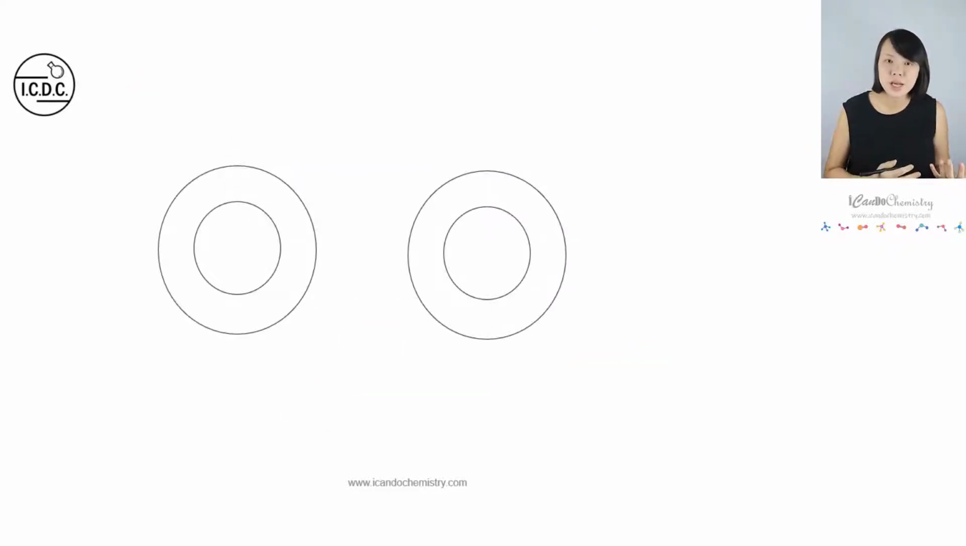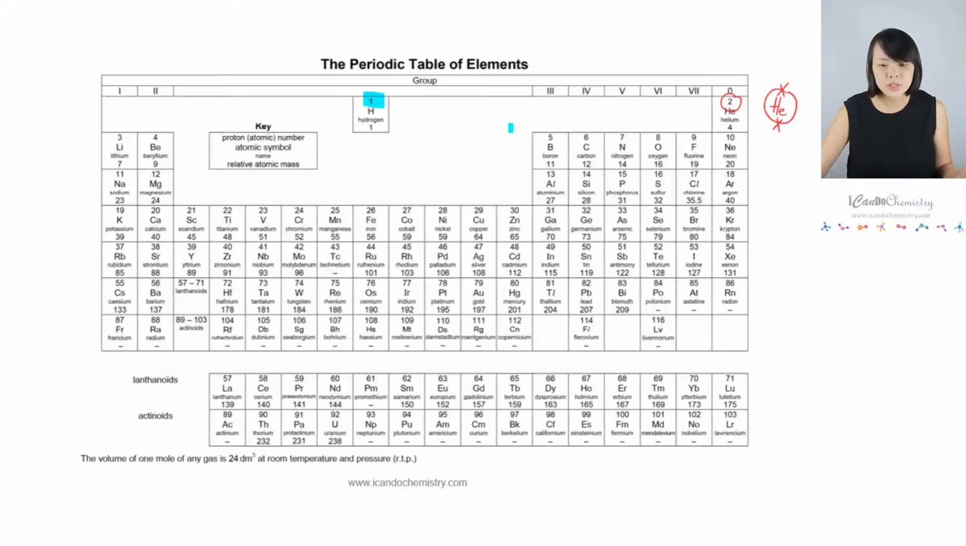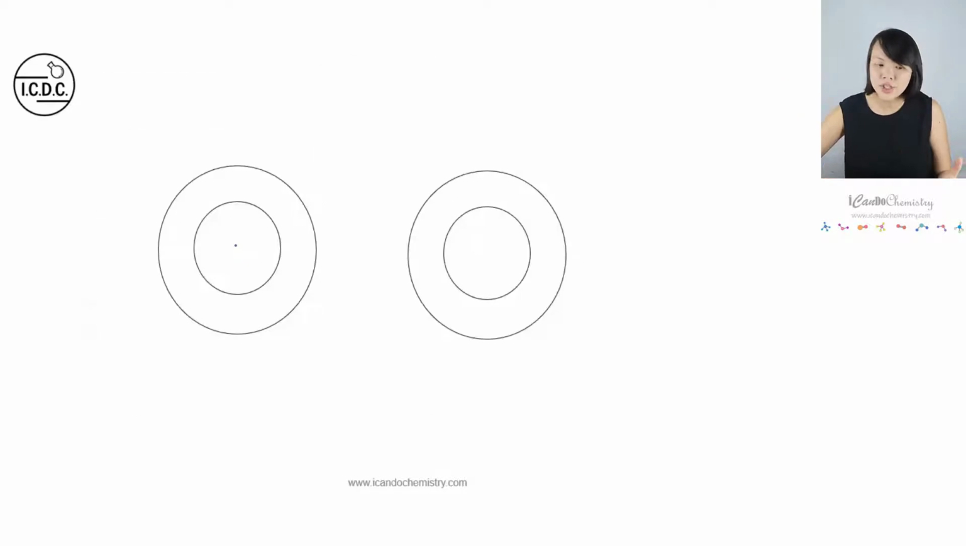Now the next substance that we are going to try drawing is oxygen. Oxygen is over here and there are 8 electrons. As mentioned, we will need to write down the chemical symbol of the element in the middle of the circle. That will be O. Now an oxygen has 8 electrons.